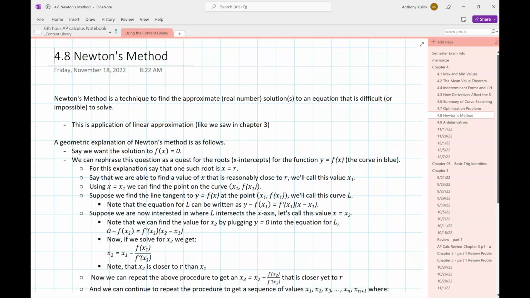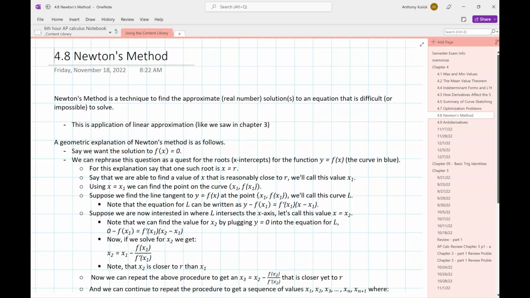TI-84 CAS calculator. Not unless it has the letters CAS at the top next to the 84. Oh, the TI-Nspire. But it's got the CAS. There's an Nspire that's not a CAS also. That stands for Computer Algebra System.